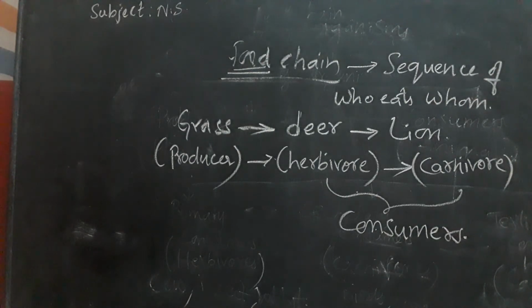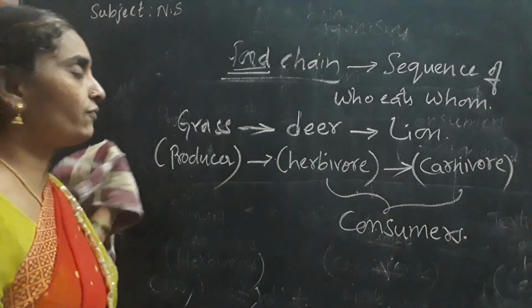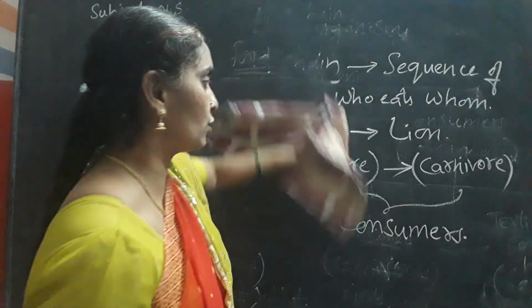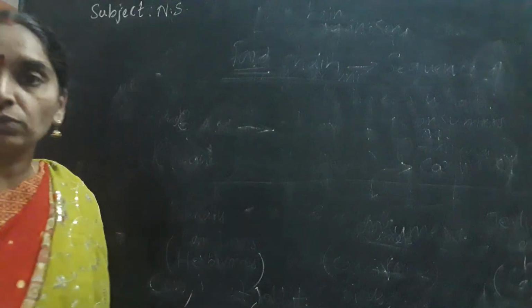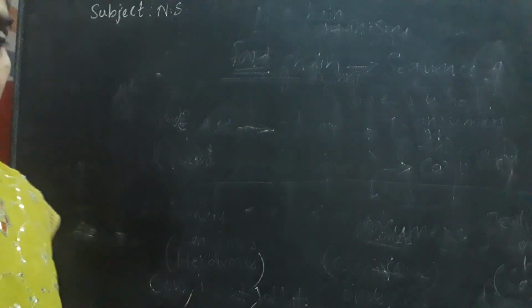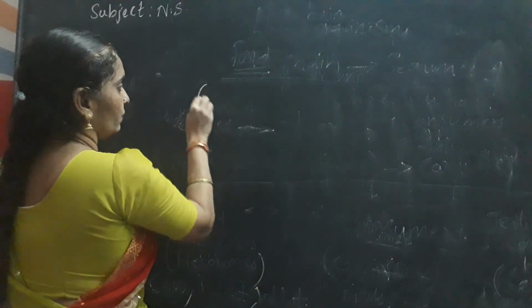In the next class you try to write down different examples for the food chain. Write down in the notes and bring it for the next class. Okay children, another example I will give you.